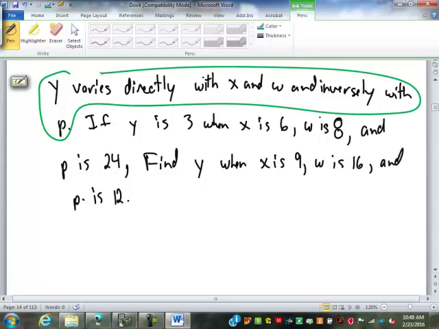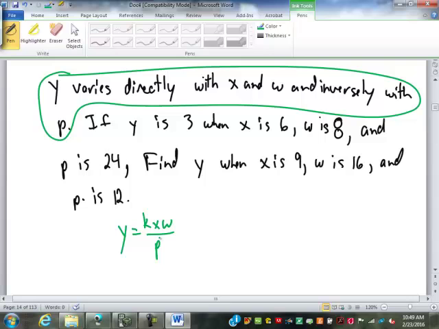Okay, so this first part here is the big one. Y varies directly with x, so y equals kx. And w, so times w. And inversely with p, so over p. How many of you had that much? Nobody? No. Do you see why it looks like that? Varies directly with x and w, so it's y equals k times x and times w. And inversely with p, so it's k divided by p.